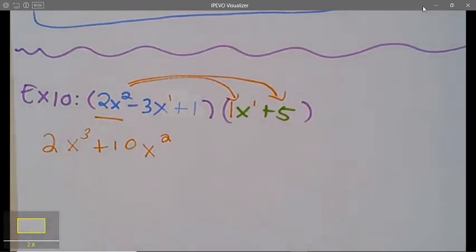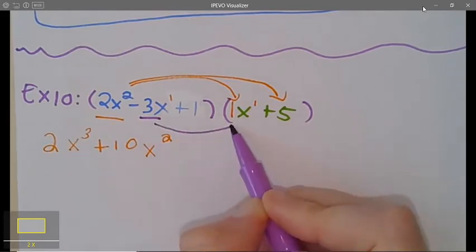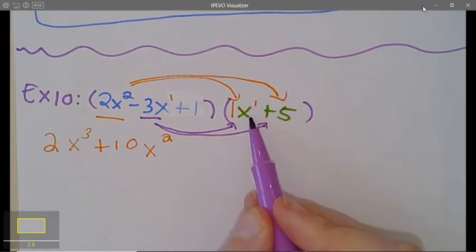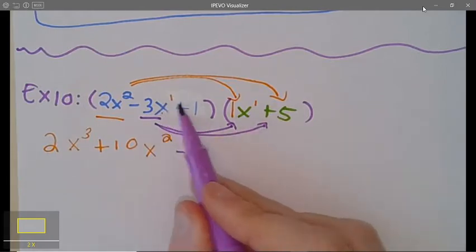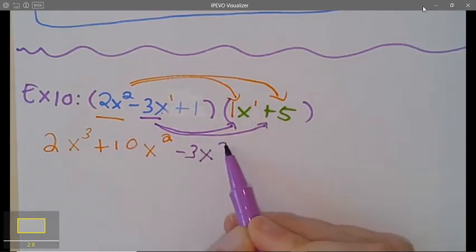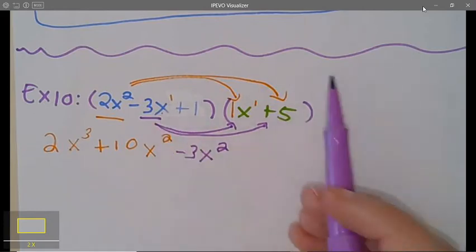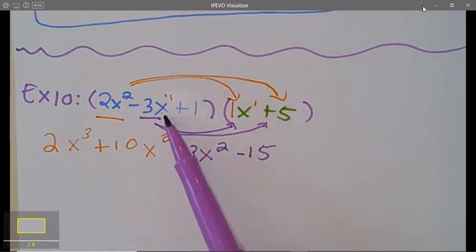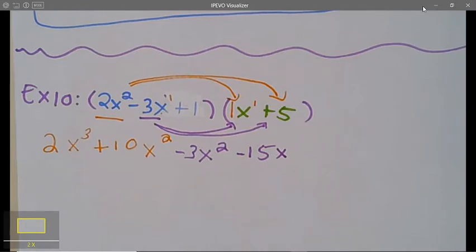Moving on to my next term, negative 3x. I'm going to multiply it to both terms. So negative 3x times x, well, negative 3 times 1 is negative 3. x times x, well, 1 plus 1 is 2, so negative 3x squared. And negative 3x times 5, well, negative 3 times 5 is negative 15. I don't have anything to combine the x to, so I'm going to bring on down that x, so negative 15x.